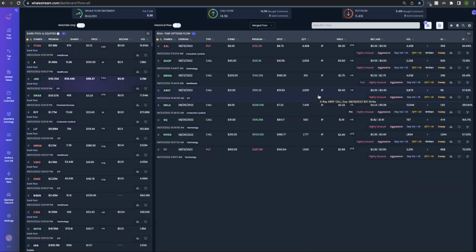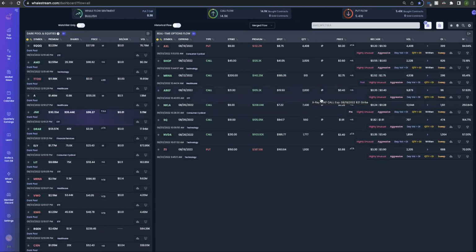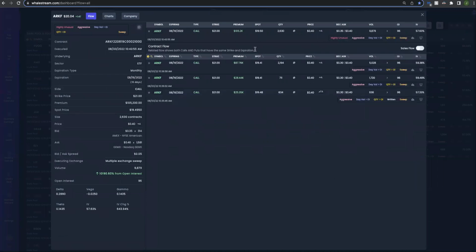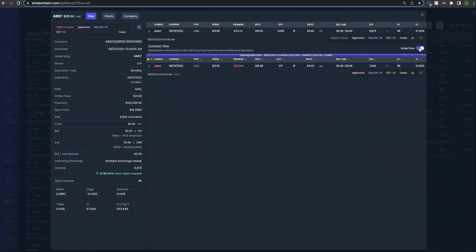So the highly unusuals, and we can take a look at a few of them right now, just to show you the X-ray tool at the same time. Let's click on ARKF. So when you first click on an order and you click on the X-ray tool, it'll actually bring up related flow on the same strike and expiration. It'll also show you the puts on the same strike and expiration, so you can see related, and you can see sell flow as well.